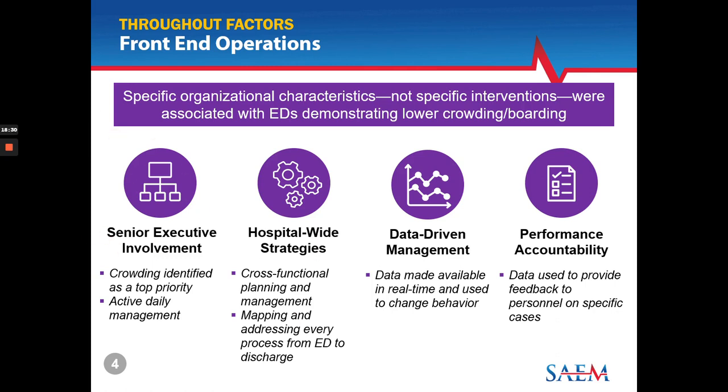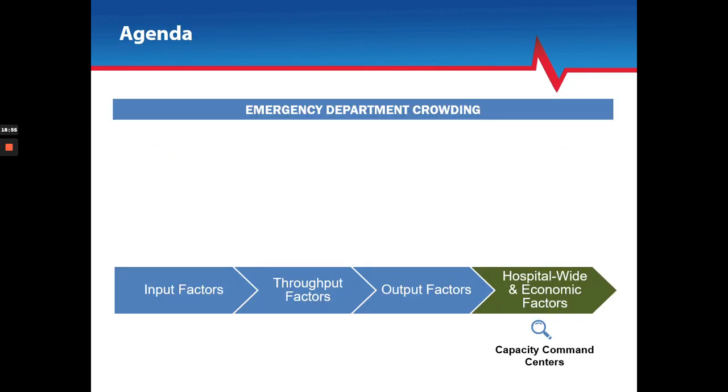So involvement of senior executives, not just at the outset of an idea, but in the daily management of its implementation, continuous improvement. Another element was having hospital-wide strategies, not just one intervention, but many interventions addressing all the major root causes of ED crowding. And then finally using data, both at the system level and to provide feedback to individual caregivers or team members to ensure that interventions are executed as intended.